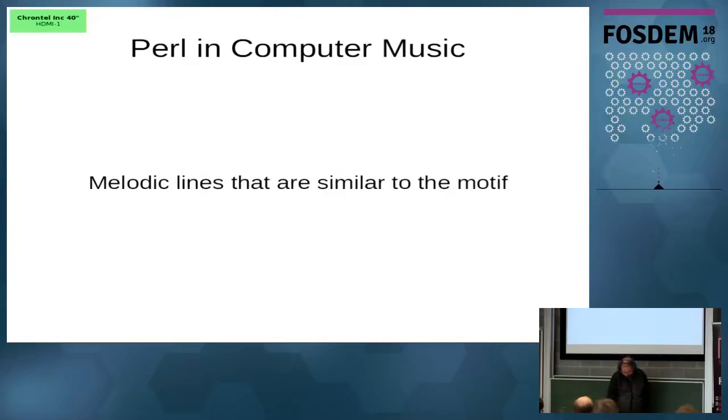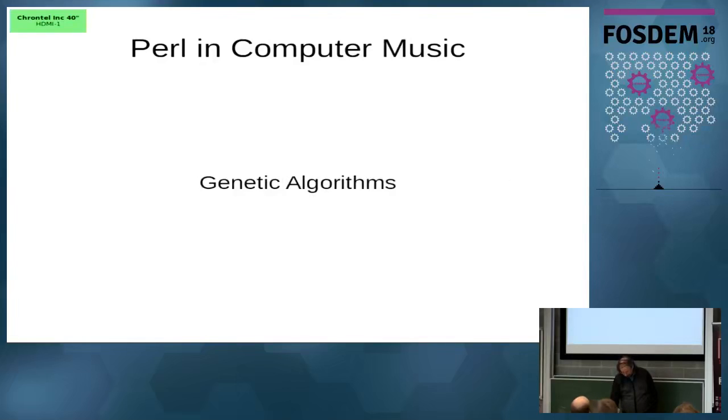Now, the question to put is, what is similar? What does similar mean? Similar, of course, sounds the same melody, sounds the same rhythmic pattern. In this particular case, I was actually looking for something where the rhythmic pattern was more important to me than the melody. And the algorithm I figured I could use were genetic algorithms.